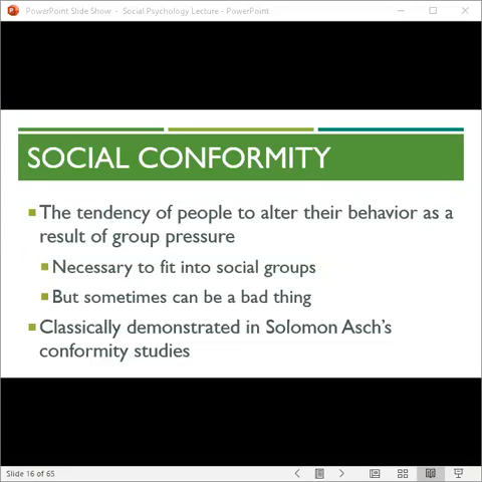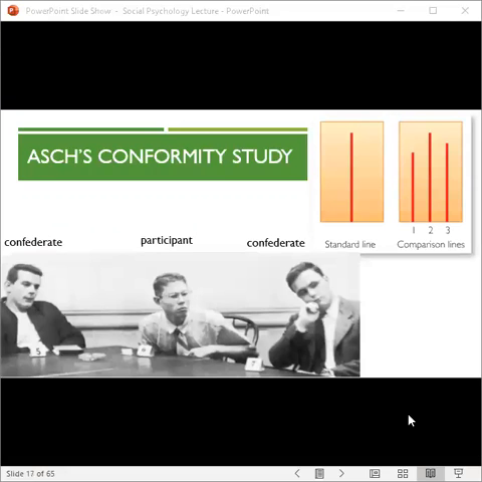Conformity was classically demonstrated in Solomon Asch's studies in the 1950s, and so that's what I want to talk about next. In Asch's study, participants would be seated in a room with a group of other people. The image on your slide here shows an actual group from Asch's study. The man in the middle is actually the participant. The two on either side of him are confederates, which, if you remember, are actors hired by the experimenter to respond in certain ways.